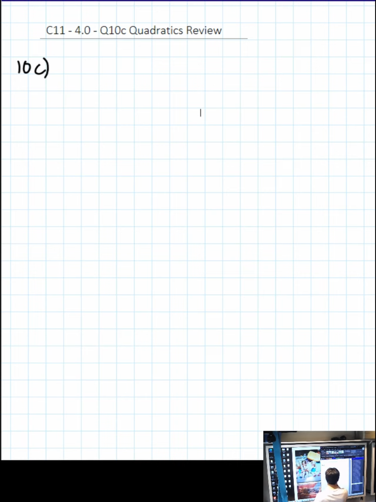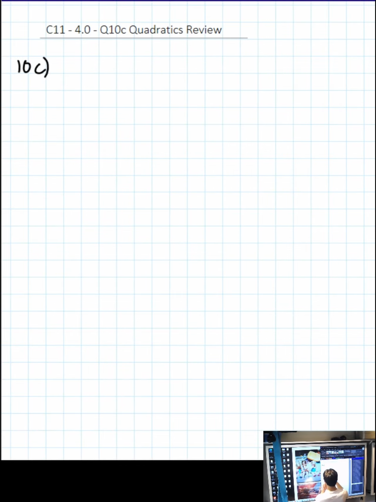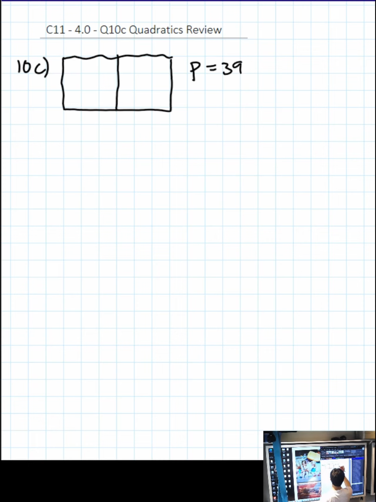Okay, we have 10C. Find the dimensions of a rectangular fence split in half against a wall. This time we're going to draw a horizontal squiggly line representing that wall, and we're going to draw a three-sided rectangular shape, and we're going to vertically split it in half, perpendicular to the wall. So we have a perimeter, P equals 39, of fencing, and we have an area, A equals 66. So let's label our diagram. Let's label width and length.